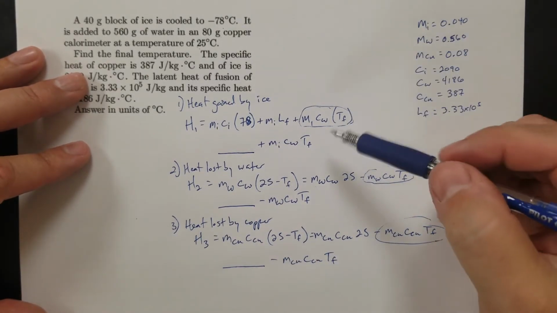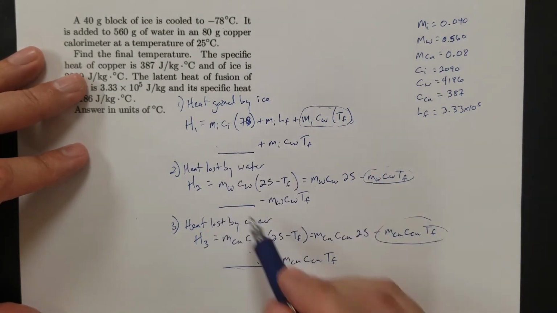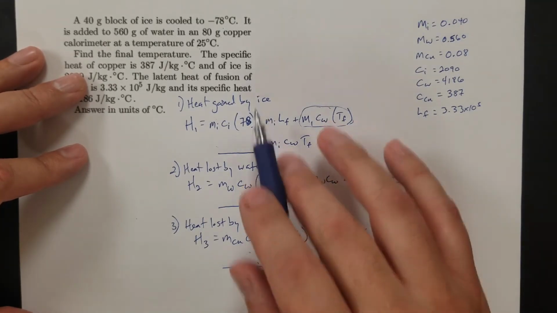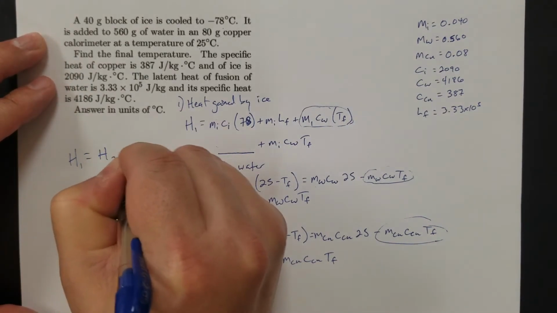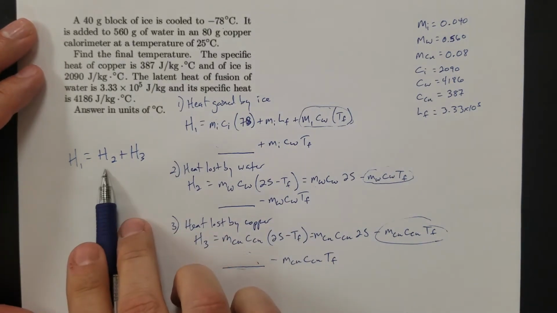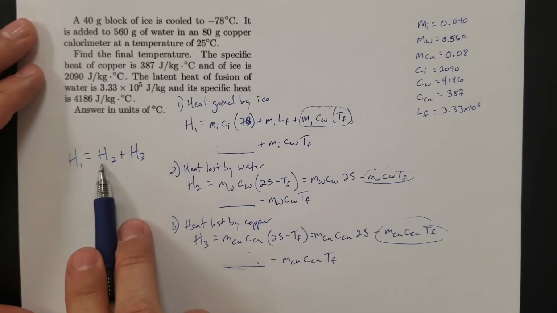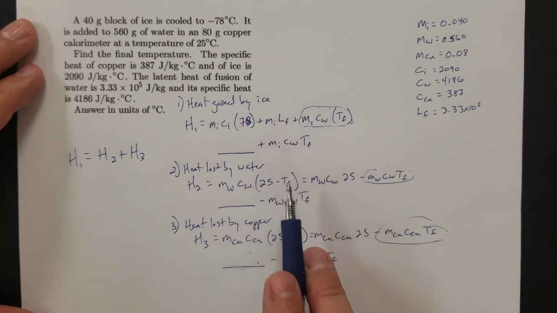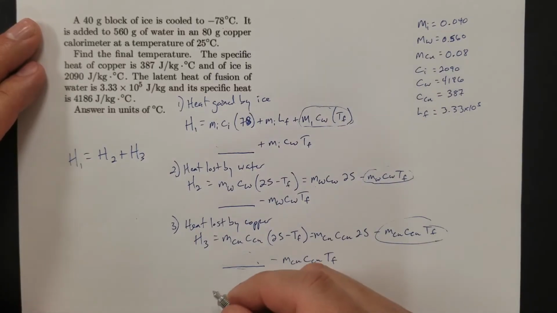Okay, so now I have H1, H2, and H3, and these are some number. So let's go figure out what this is going to be. If I combine all three of these equations, H1 is equal to H2 plus H3. The heat gained by the ice is equal to the heat that the water lost plus the copper lost. So if I combine this equals this plus this, I'm just going to skip the algebra doing that. The solved equation looks like this.